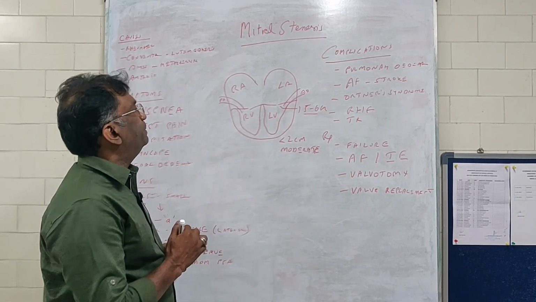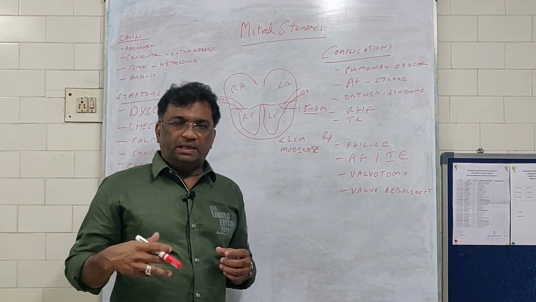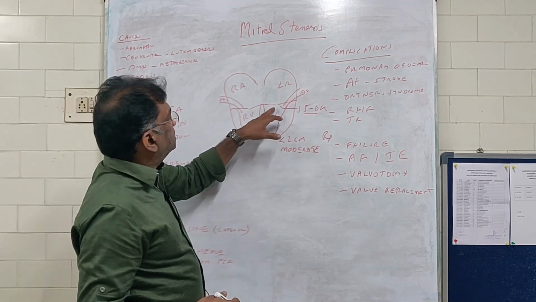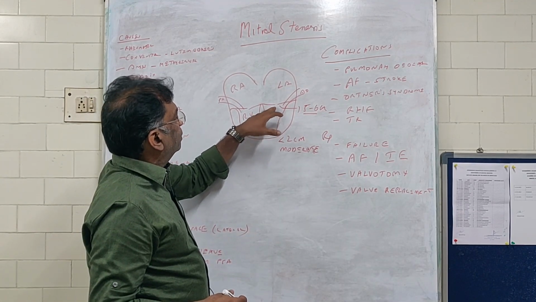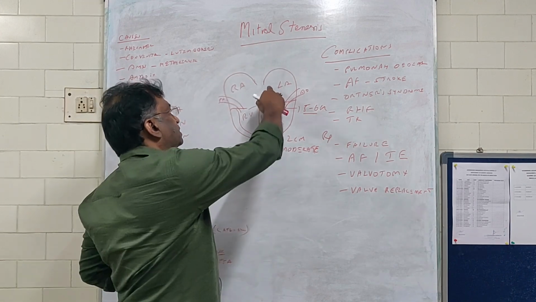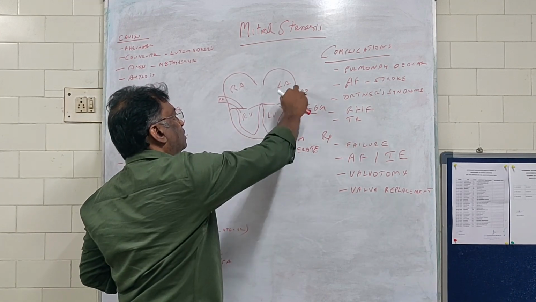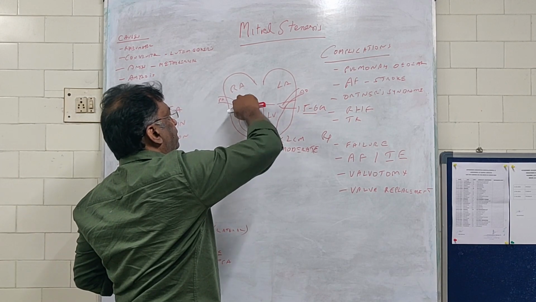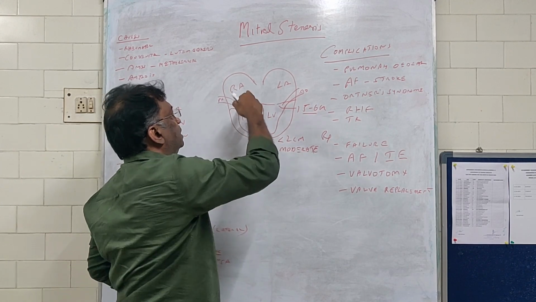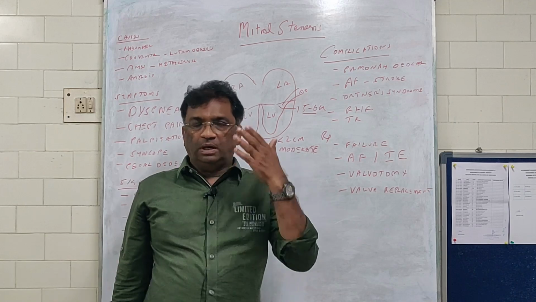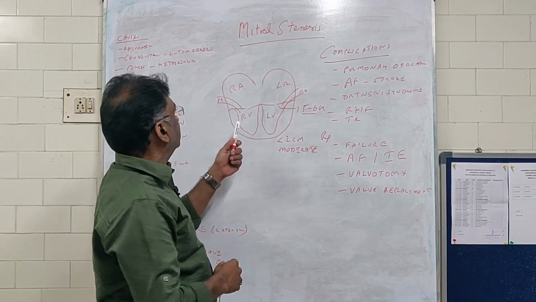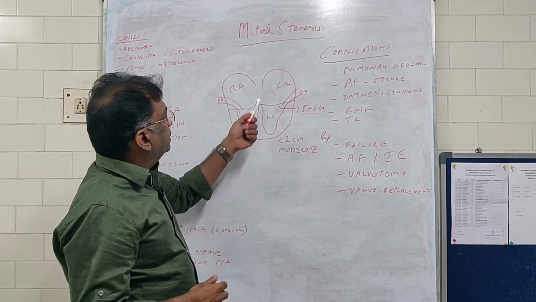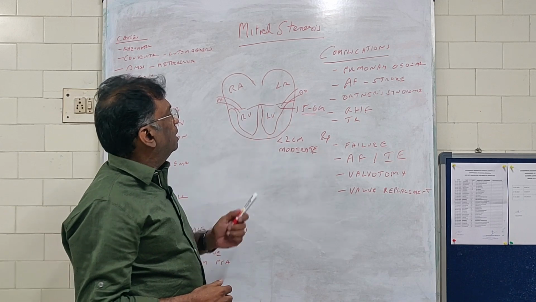What happens when the patient exerts? There will be tachycardia. Okay. This is a stenotic mitral valve. Normally the blood enters from the left atrium to the left ventricle, goes out to the aorta, then comes back to the right atrium, right ventricle, and goes to the lung through the pulmonary artery. Okay, here there is a stenotic mitral valve.